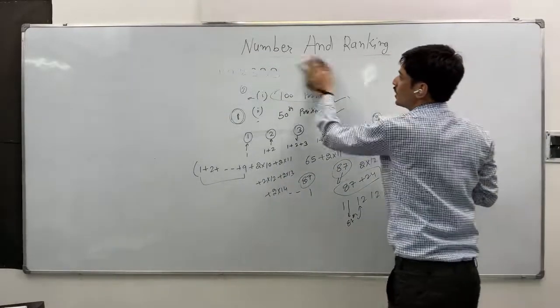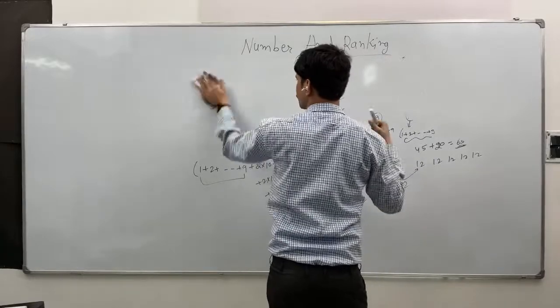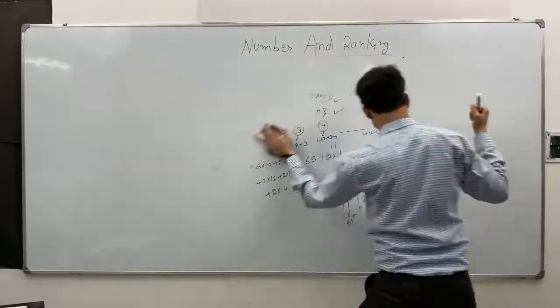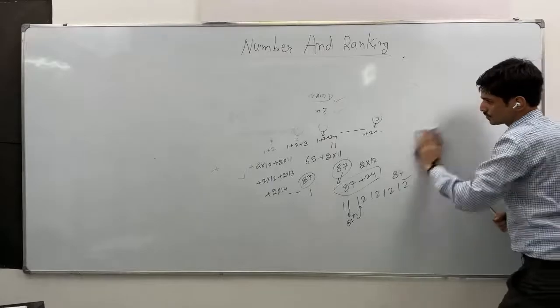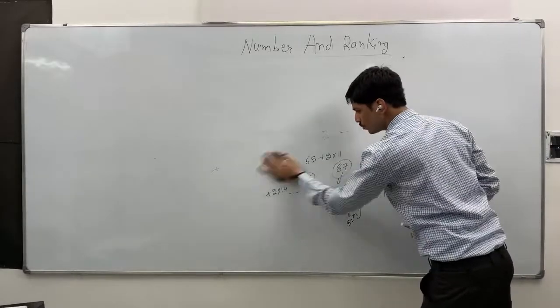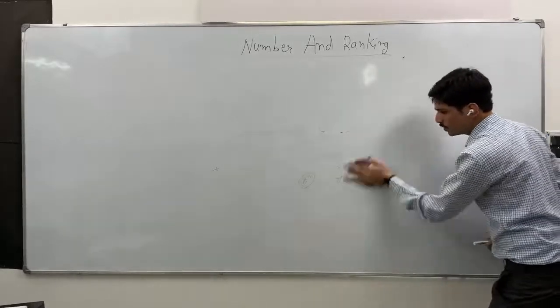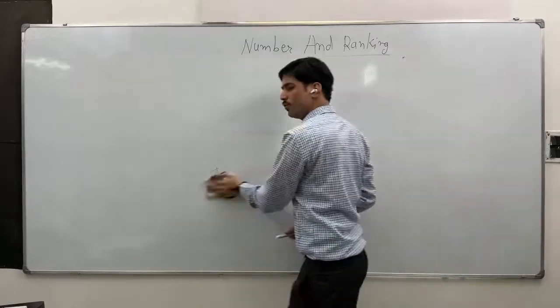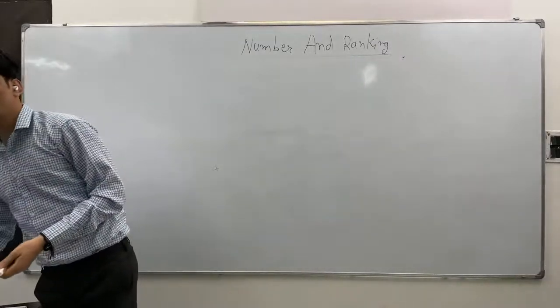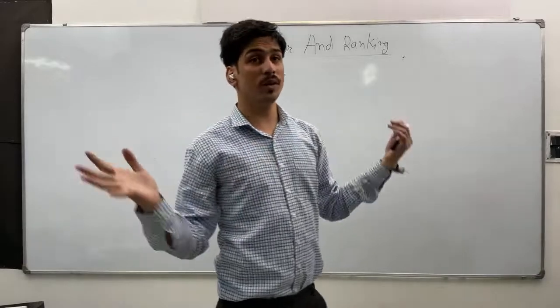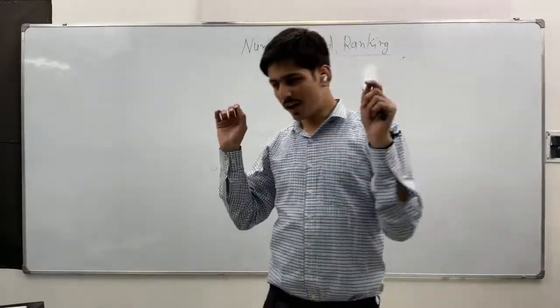Now we'll start with numbers and ranking. So first of all, tell me, what do you mean by rank? Number, all of you know, right? One, two, three, and all, right? Natural numbers, whole numbers, integers and all. But what do you mean by rank?